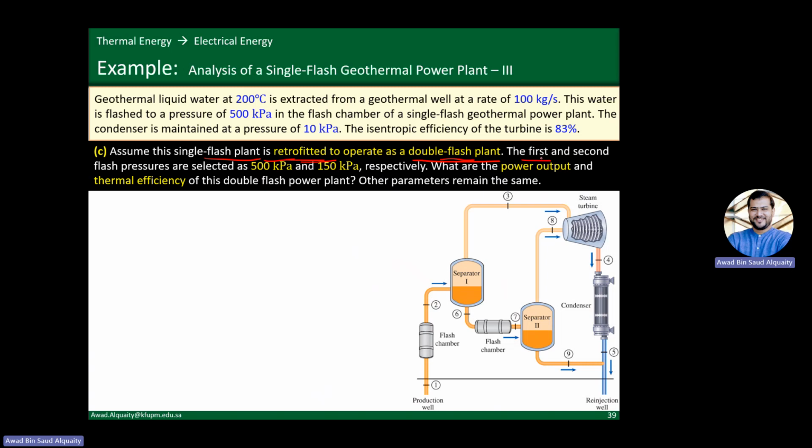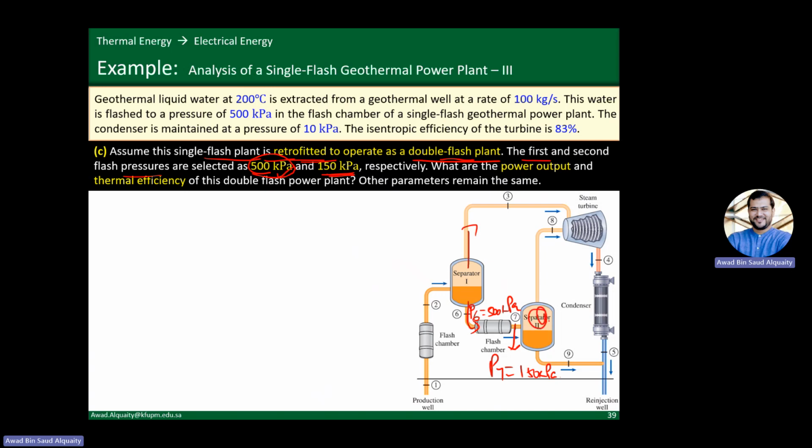So here it says that the first and the second flash pressures are selected as 500 kilopascal and 150 kilopascal. So this is the first flash pressure as we just solved, and the second flash pressure is 150 kilopascal. As expected, it should be lower, right? So you have liquid and vapor. The vapor goes up and expands within the turbine. The liquid goes here. It's flashed again, and P6 is 500 kilopascal, but P7 is 150 kilopascal, right? A lower pressure.